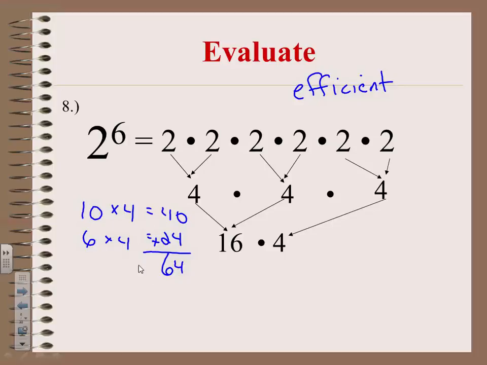Remember, all this stuff over here in the blue is stuff that we're working on trying to do in our head. So that would be the efficient way to handle 2 to the power of 6. Please feel free to rewind that and go back through that so that you are certain as to how to do it.